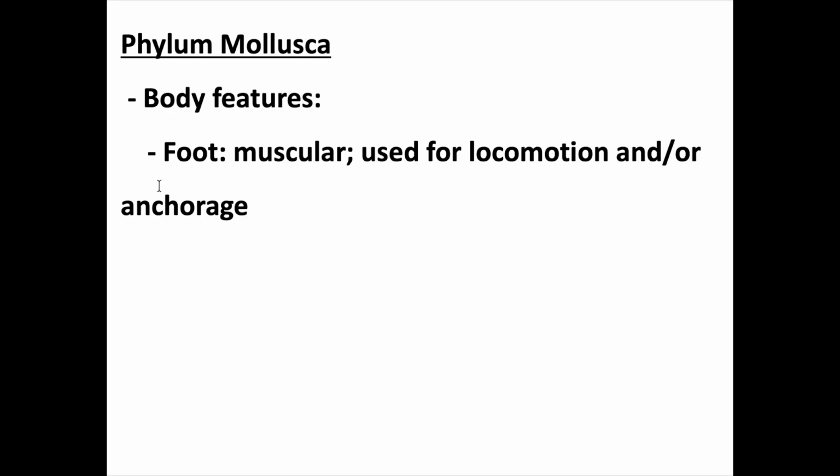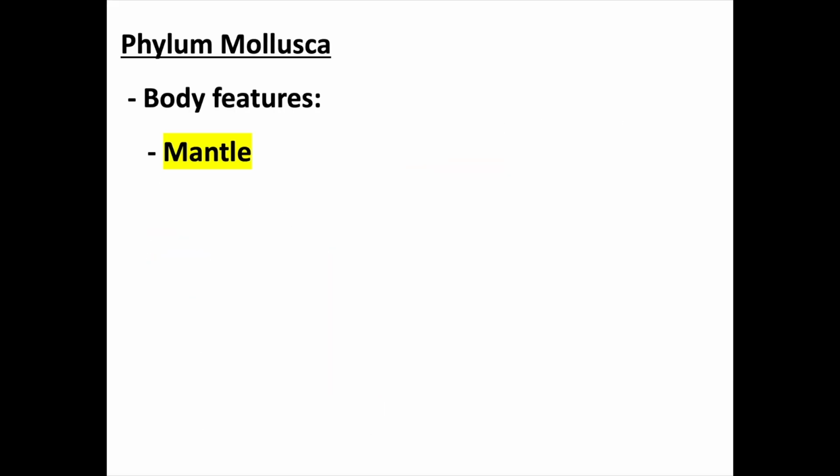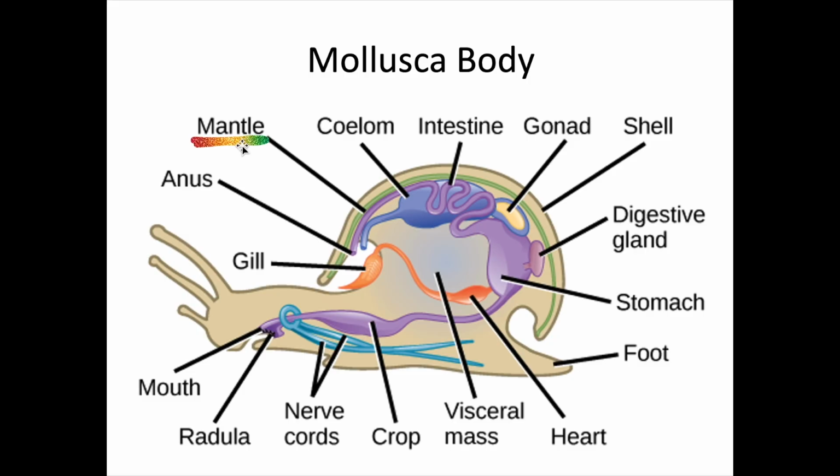So all mollusks have a structure called a foot. This is a muscular structure that's typically used for crawling around, for locomotion, and or for anchoring to a surface. Our typical mollusk is obviously a snail here, but we're going to see all the groups of mollusca have a foot labeled here. Again, that's what they're using to crawl around on. The other body feature that all mollusks have is something called a mantle. A mantle is defined in the key terms. We can see it labeled here. This green structure over the back.